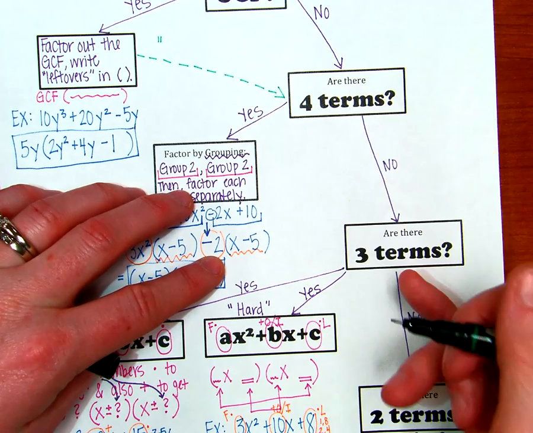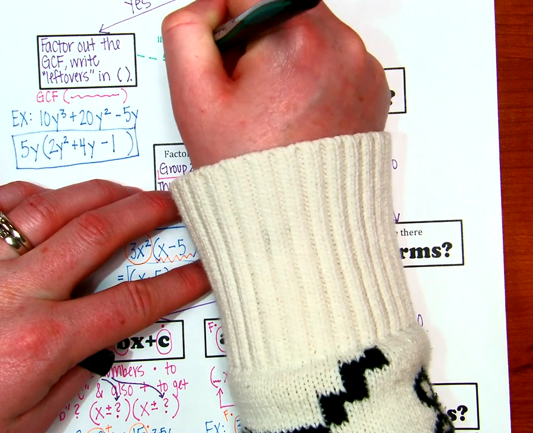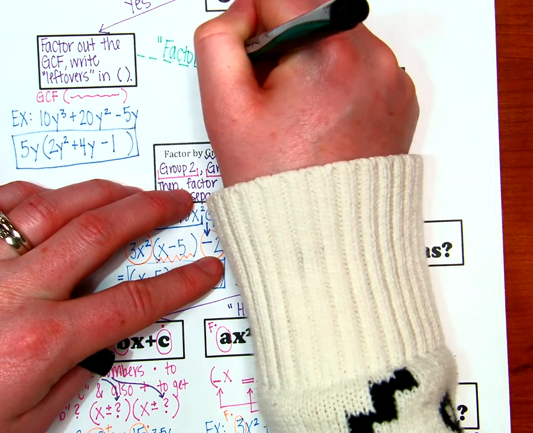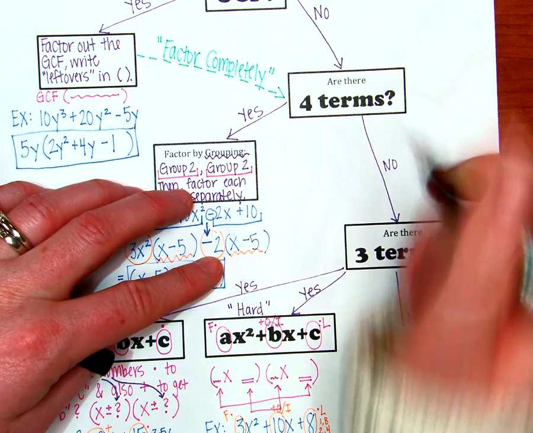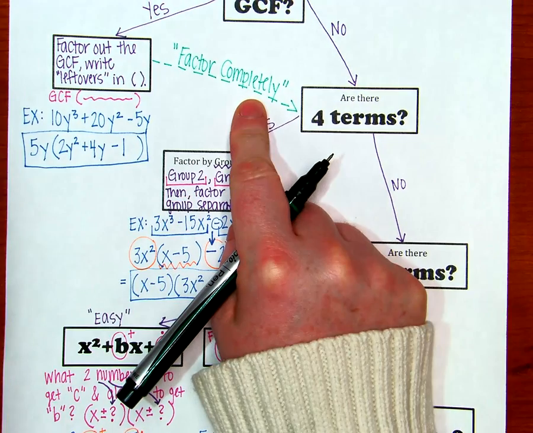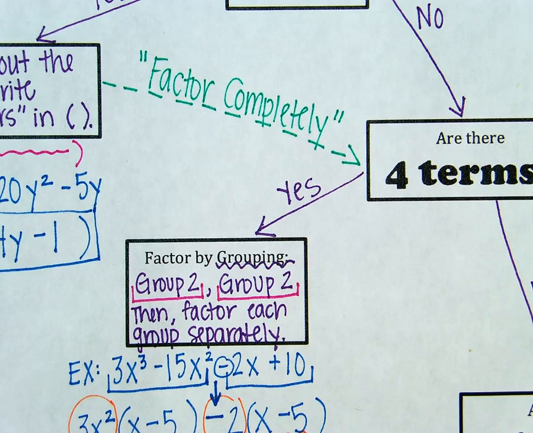But after you factor that GCF out, if you can still keep going, you have to then ask yourself, okay, now are there 4 terms? Now are there 3 terms? Now are there 2 terms? And sometimes you can keep going with the problem. These are called factor completely problems. And that's kind of your clue in the problem that there's more steps than just the one step. Okay, so those are called factoring completely.